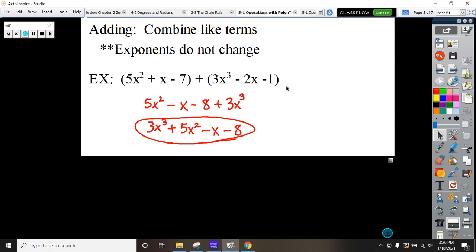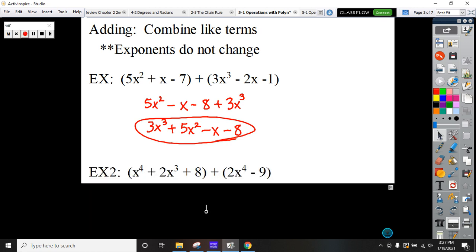So you can kind of do them in order as you're going, so you don't have to do it a bunch of different times, so you don't have to rewrite it a bunch. That's what I would have done, just gone right here, put 3x to the third first, then 5x squared, then negative x, then negative 8. So there's adding that first one.